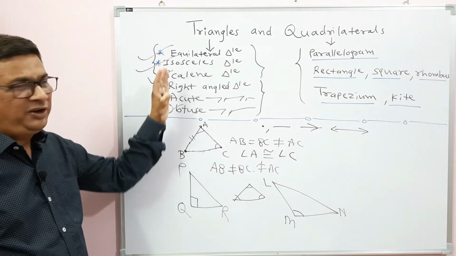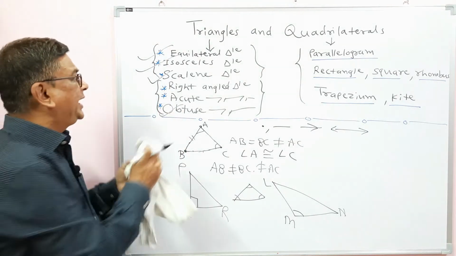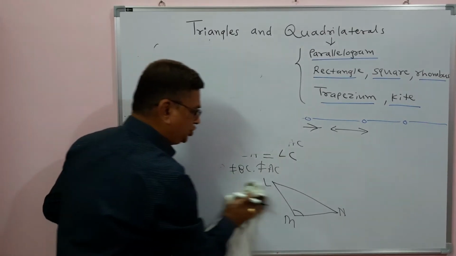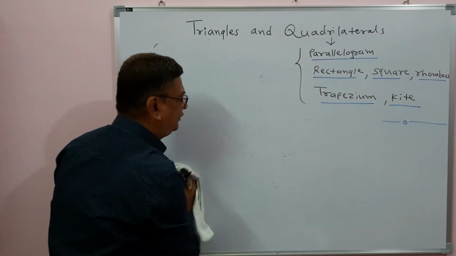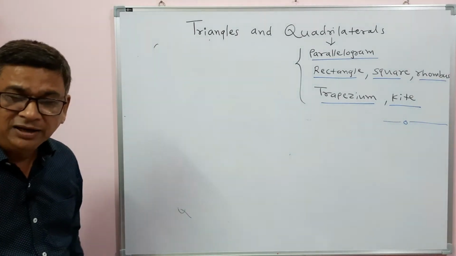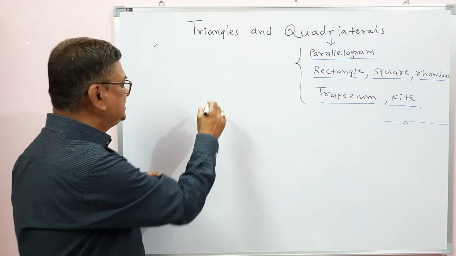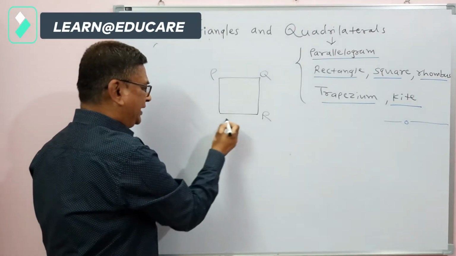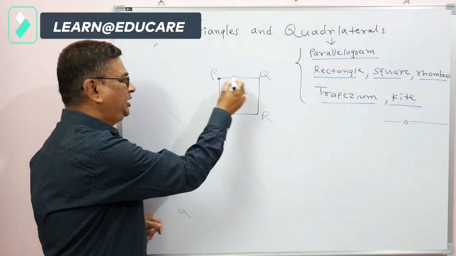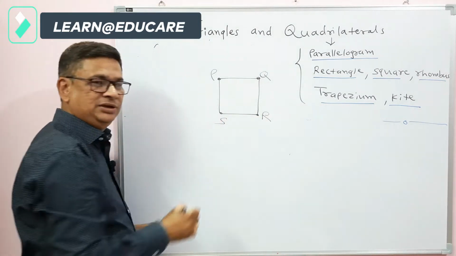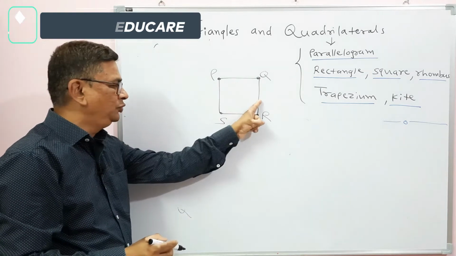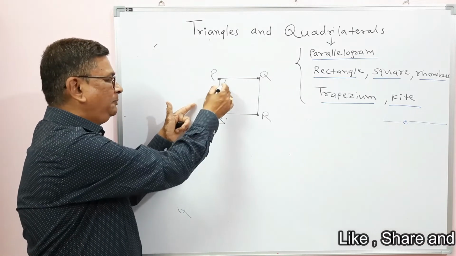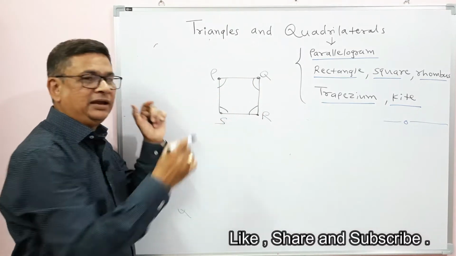So that was a brief idea about the triangle. Now we talk about the quadrilateral. At least you know a quadrilateral is a four-sided geometrical figure in which we have four sides, four angles and four vertices. Consider this quadrilateral denoted by PQRS. Its four vertices are P, Q, R and S. Its four sides are PQ, QR, RS and PS. Its four angles are angle P, angle Q, angle R and angle S.